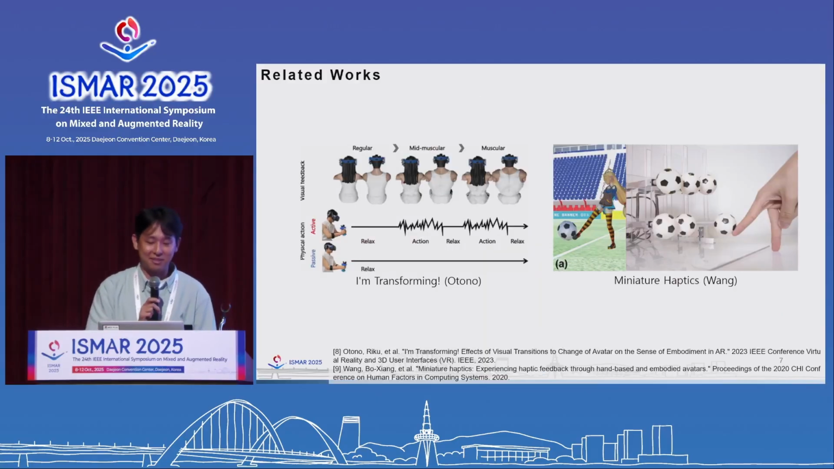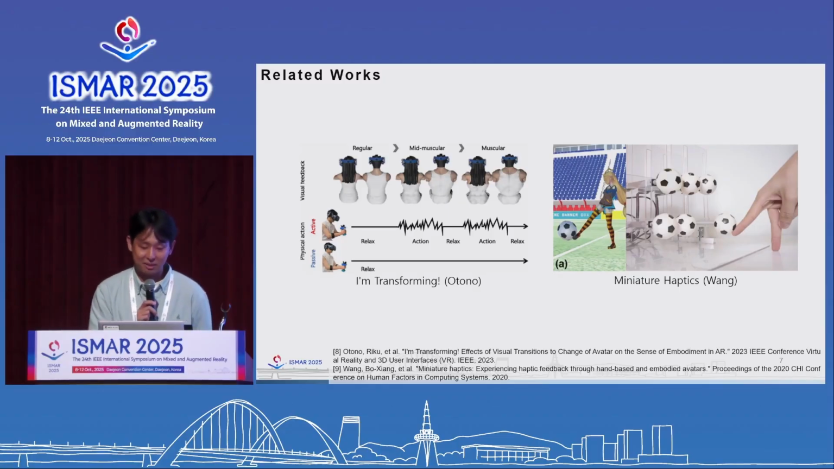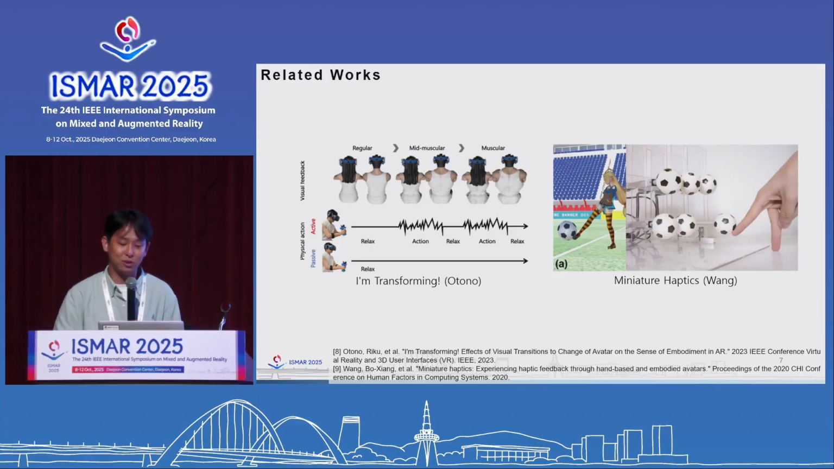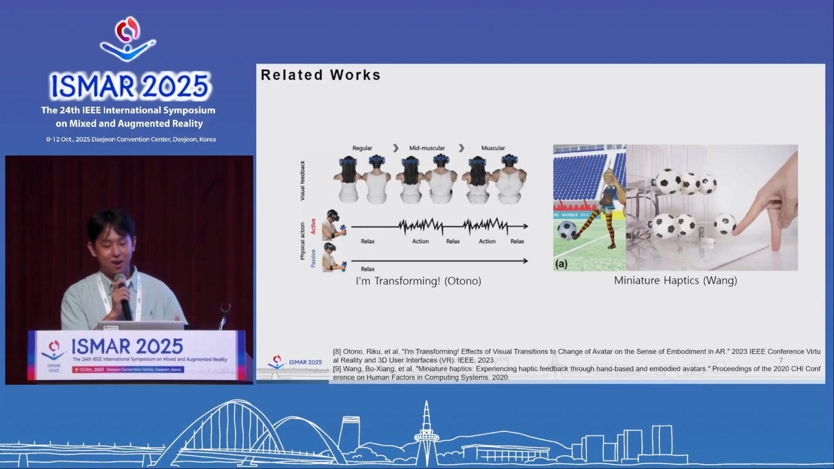More recently, some research has begun to explore user-controlled body deformations. For example, this paper investigated seamless visual transition that allows avatars to change between body types. However, their focus was on full body adaptation, not specific limbs. And Wang and others demonstrated in their miniature haptic system how users can control full body avatar movement using hand gestures, showing the potential of gesture-based body control.